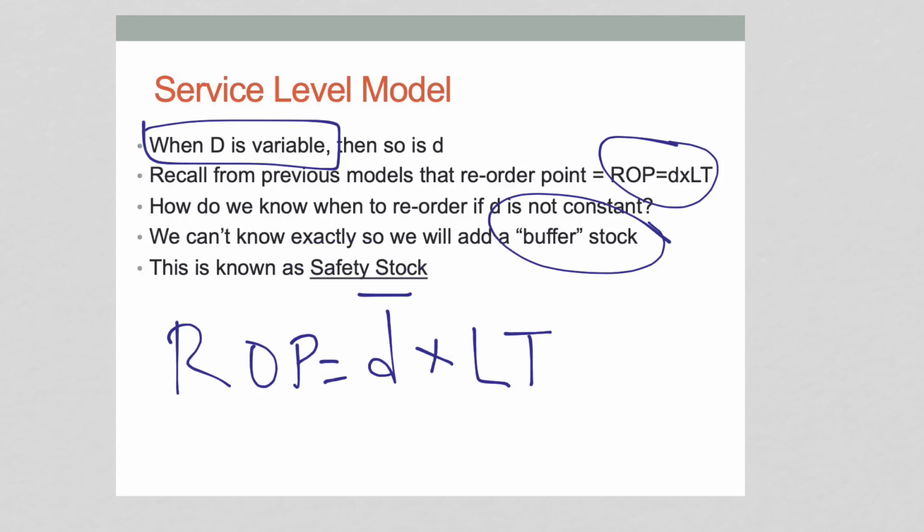So it looks like this. We're going to add a term, safety stock, to calculate our reorder point such that we don't have a stock out. That's all it is. So that's what this model is all about.